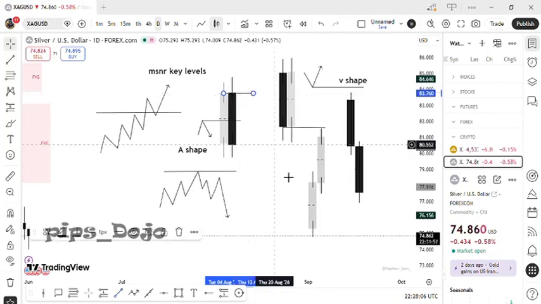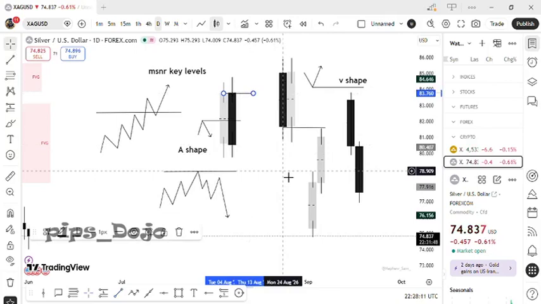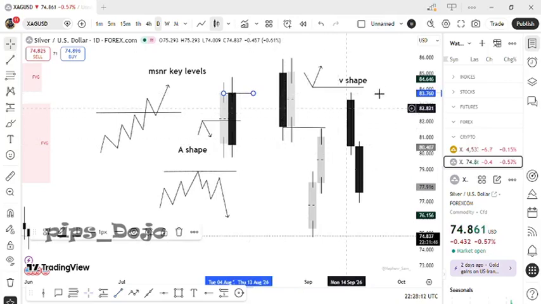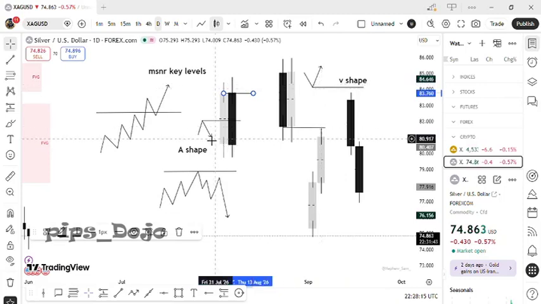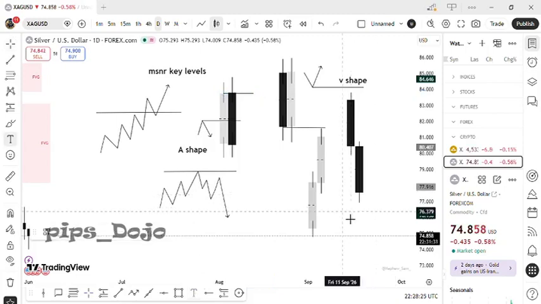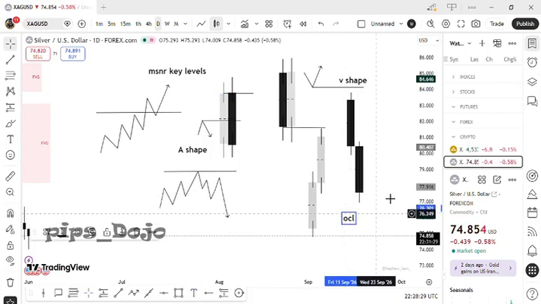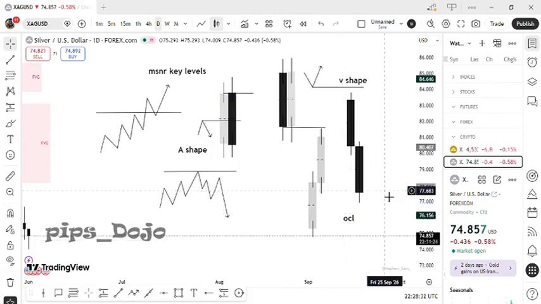That's the first and second key levels that you have to take note of when using your MSnR strategy. So this is the V shape, this is the A shape, right? And then we also have what we call the OCL, which is typically the open and close level. It simply shows the opening and closing price of two candles of the same direction.